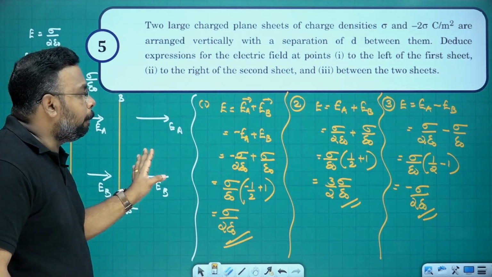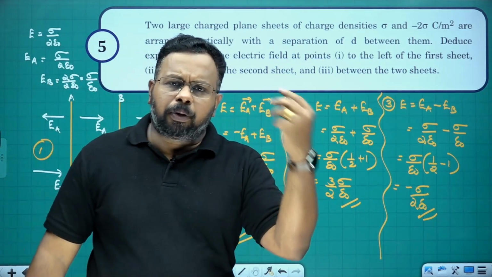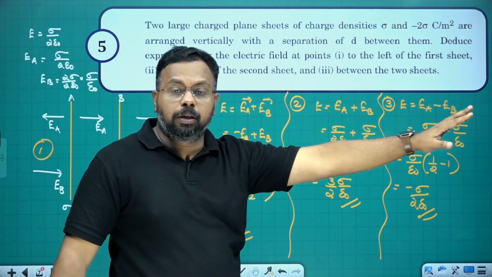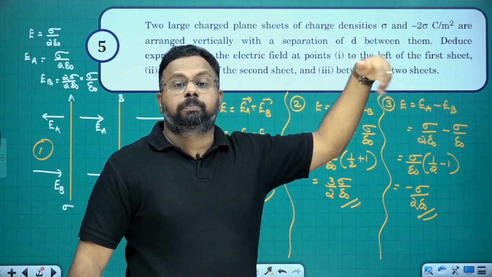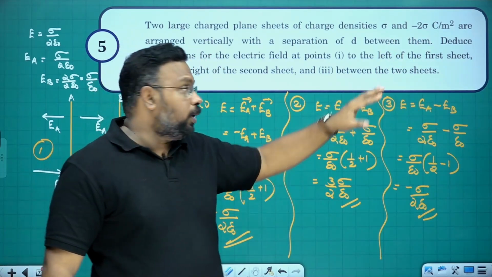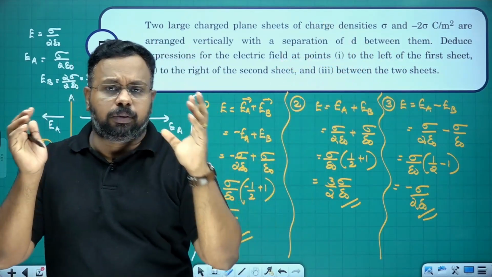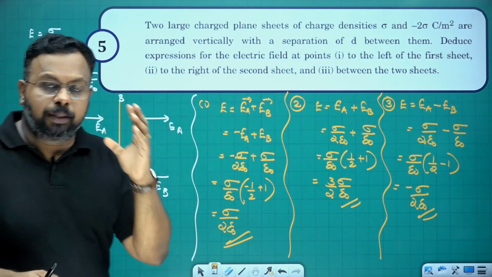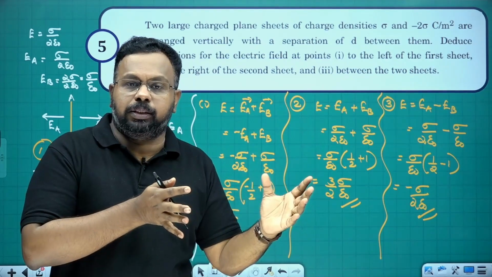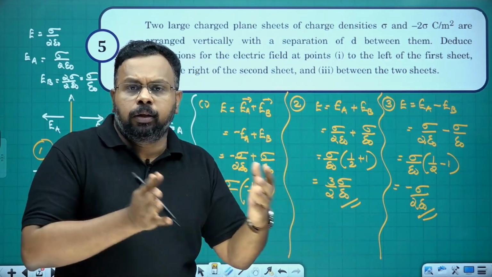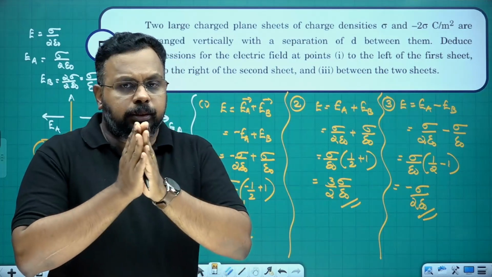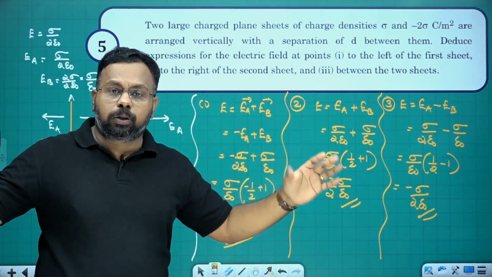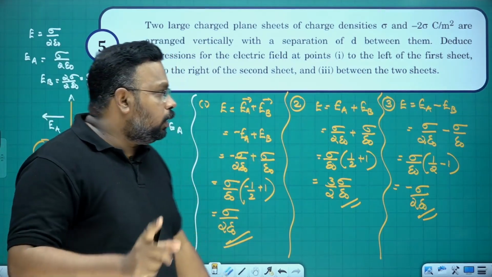Got it? So there are many possibilities of asking this question. Here they gave one as sigma and the other as minus 2 sigma. They can give one as sigma and the other as plus 2 sigma, or one as sigma and the other as minus 3 sigma. Whatever charge density they give, this is the idea you have to follow. First find the field due to both the plates, or they can ask with 3 sheets also. Find the field due to all the sheets. Check the magnitude and direction. Direction is also very important. If positive, it is out; negative means in. That's the way. Got it?